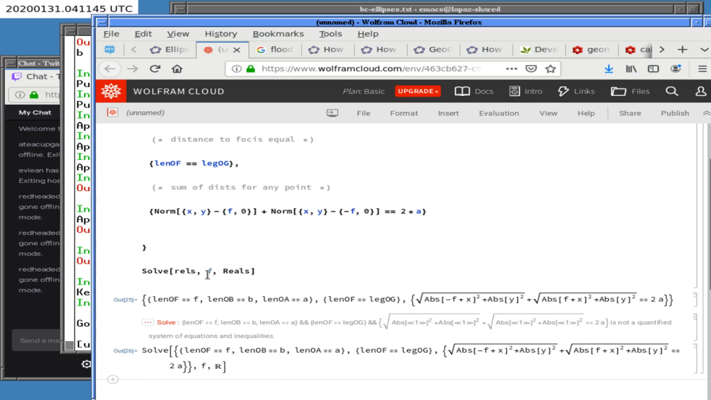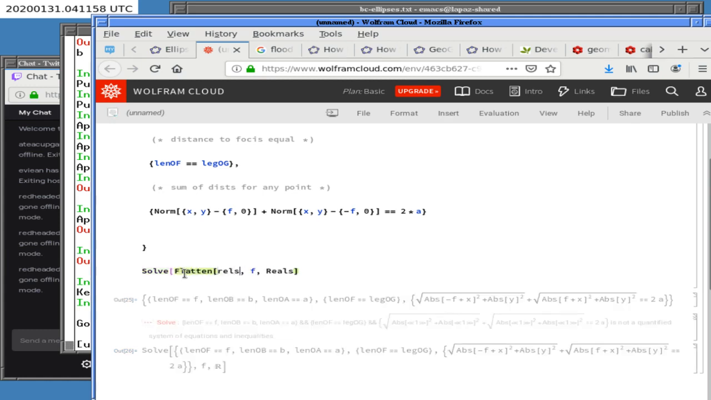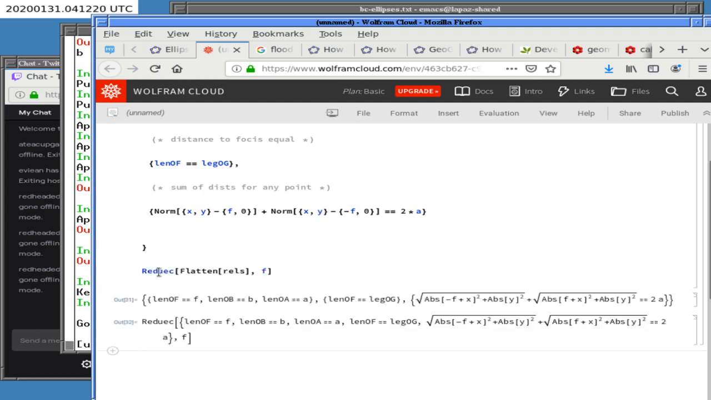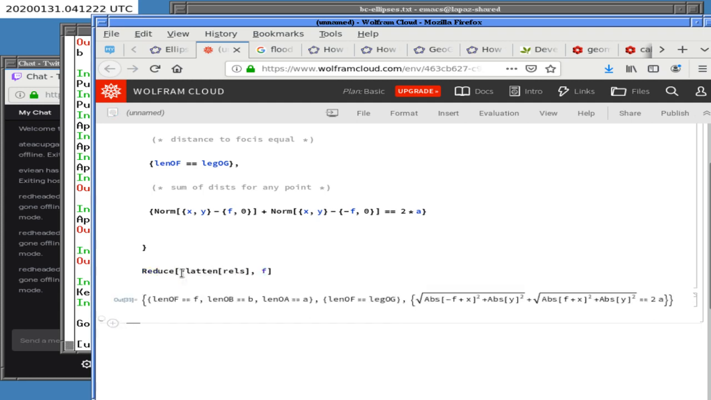Okay, so the only problem I'm sort of seeing here is that we maybe have too many brackets, because we're kind of putting everything in brackets. So I think we want maybe flatten rels and see what that does. Okay, that's bad because it didn't work, but at least it didn't give us an error message. So now let's try just solving it without putting the condition. Still no. Okay, so reduce. That's not how you spell reduce. Reduce. Okay.